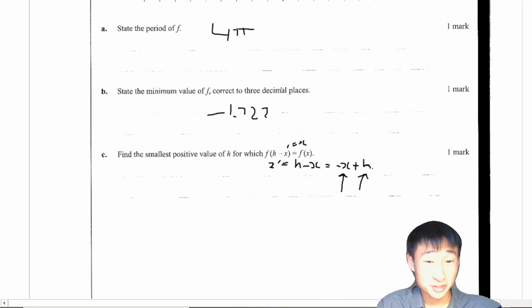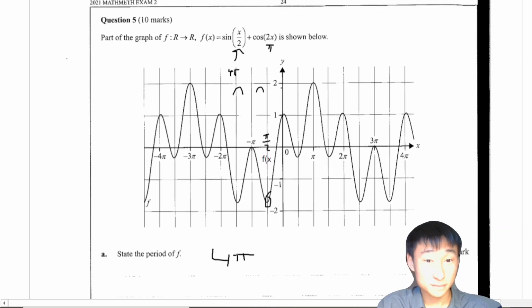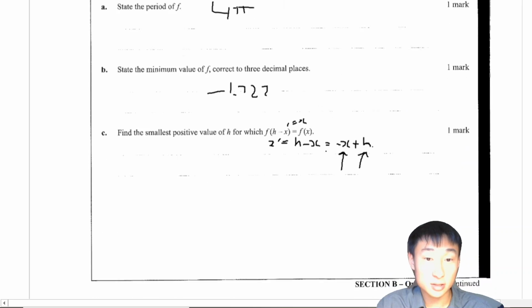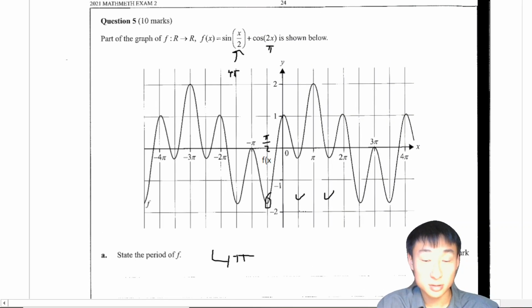What's wrong here? Sorry, this isn't the y-axis. It's a reflection in the y-axis, which means 2 humps here. Negative pi over 4, and then followed by h units to the right. So you get this shift here. That shift here is half a period, isn't it? Yeah, so it's 2 pi.